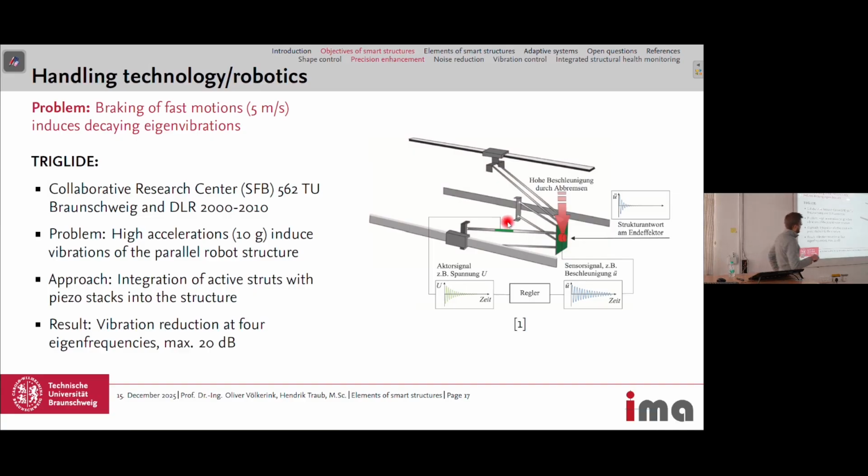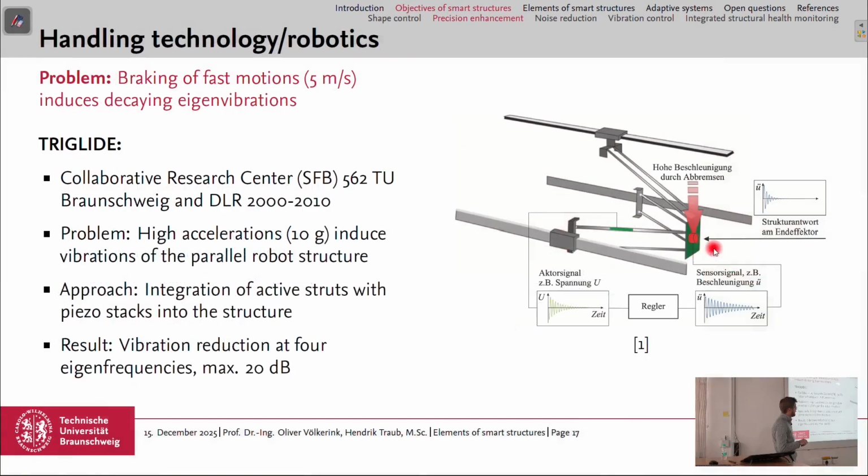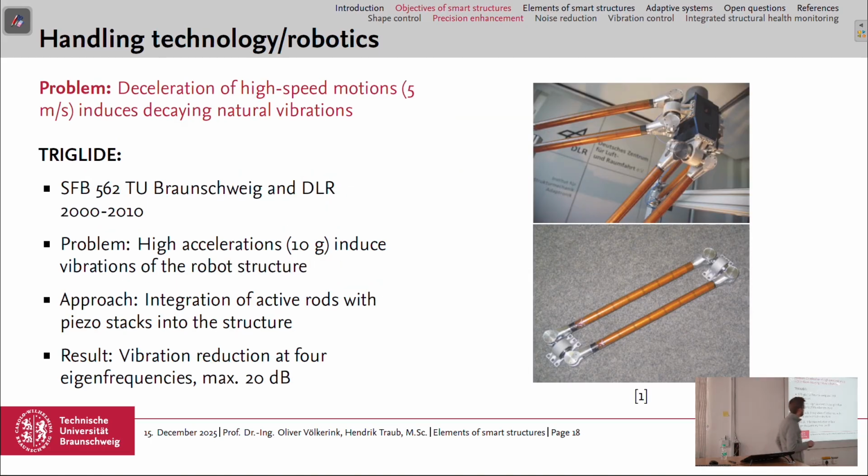And then again, we had a control loop. So we have a sensor which senses the acceleration at this point, and then again a controller generating an actuator signal for the active struts. The result was that at 4 eigenfrequencies, the vibration could be reduced by a maximum of 20 decibels. And here you can see also a real picture of this parallel robot with these active struts, where you can see in slightly orange the piezoceramic transducers.